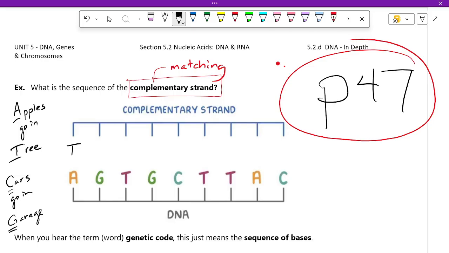Who goes with G? C. What's next? Everybody. Next? Apple. T. G. Okay.